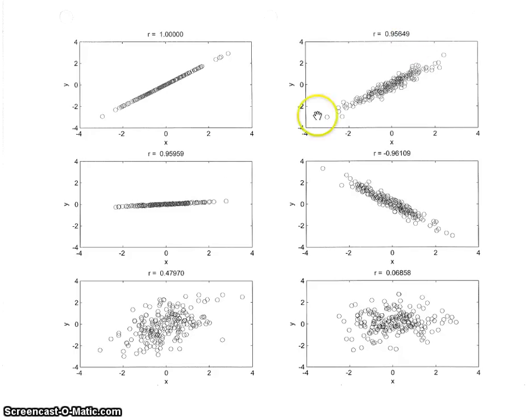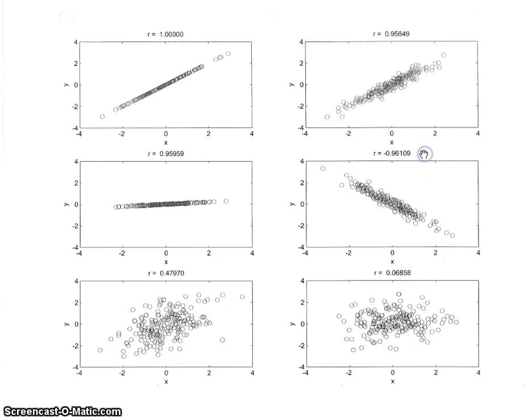If we look at the third one, the correlation coefficient is still pretty close to 0.96, but the slope is very different than the one that we looked at just previously. So the slope itself doesn't tell us exactly what the correlation coefficient is going to be. However, we do see that it's still positive. We have a positive value.